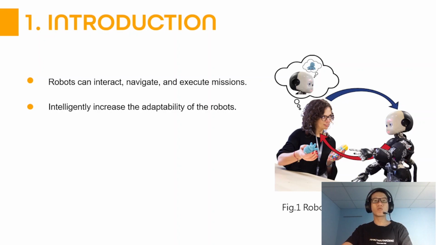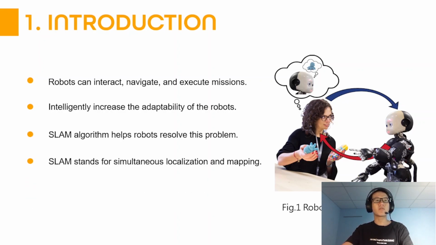There are many ways to handle it, but one algorithm that is often used is SLAM. SLAM stands for simultaneous localization and mapping. However, robot operating systems have many available SLAM algorithms. To find the optimal solution, we will compare among algorithms and then choose the best one.